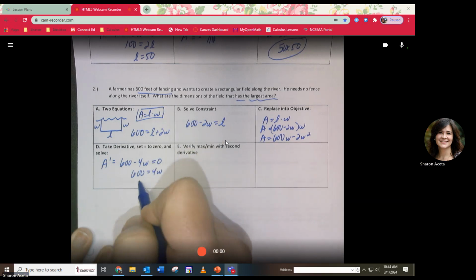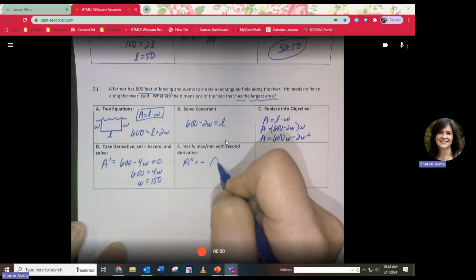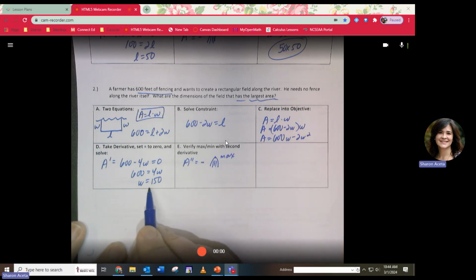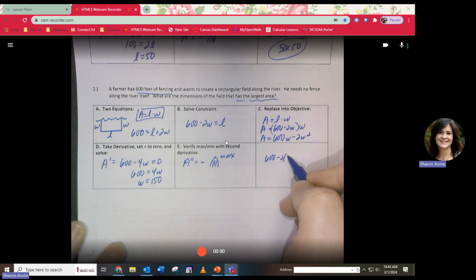Now we're going to take a derivative of that. 600 minus 4W. We're going to set it equal to 0. And we get W to be 150. And again, verifying that this is a max, you take a second derivative. The second derivative of that would be -4, which means it's negative, which means it's concave down the entire time with a max. So if the width is 150, plug it back up here to find the length. 600 minus 2 times 150.